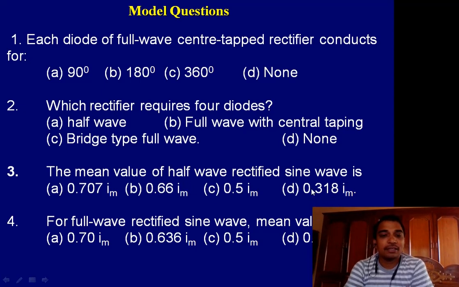D is the answer. For full wave rectified sine wave, mean value is 2 Vm by pi. 2 by pi value is 0.636. This is B answer. Right? 0.636.